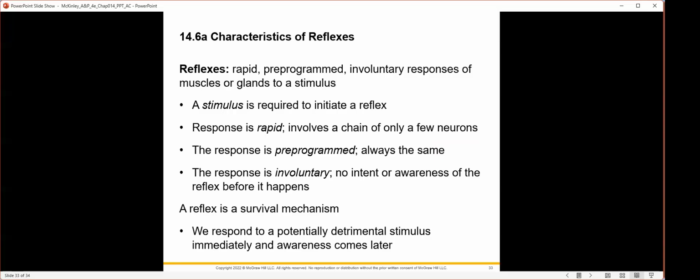You can think of your reflex like when you go to the doctor, right, and you get your knee hit and your knee kicks up. That is a pre-programmed involuntary reflex due to a stimulus, a doctor putting pressure on part of your knee. Reflexes are survival mechanisms so that you can move your body part away from something that might be considered detrimental.